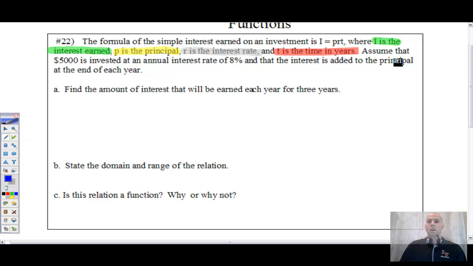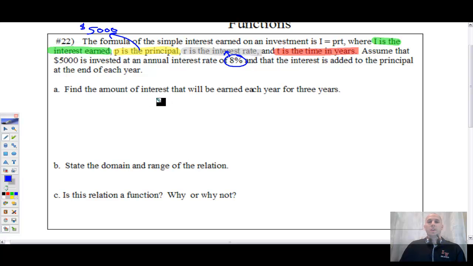Assume that $5,000 is invested. Principal is how much money you're investing. So 5,000 is the principal. Interest rate is 8%. That is interest rate R. And that the interest is added to the principal at the end of each year. Find the amount of interest that will be earned each year for 3 years.